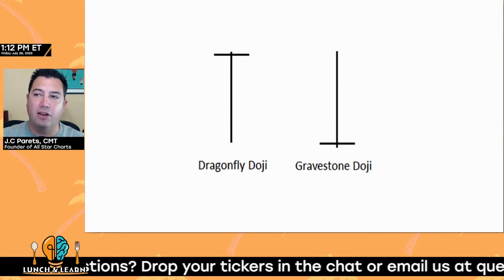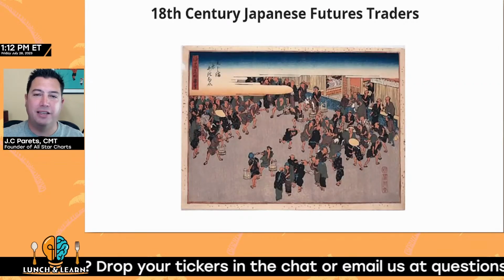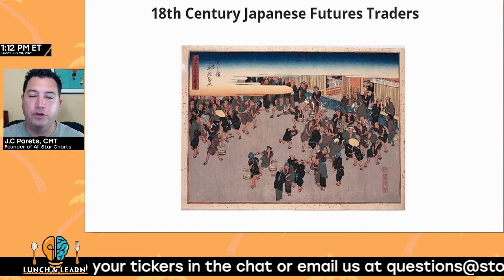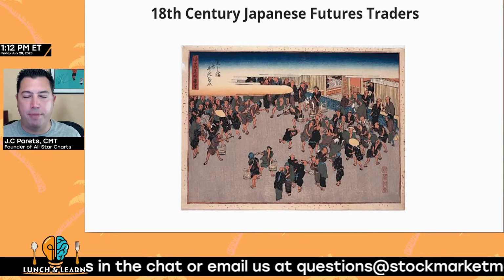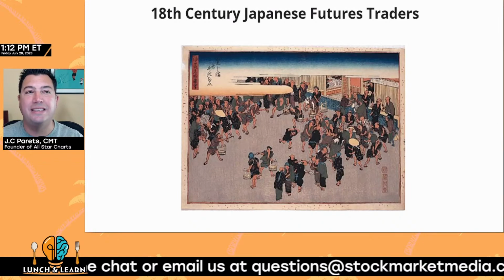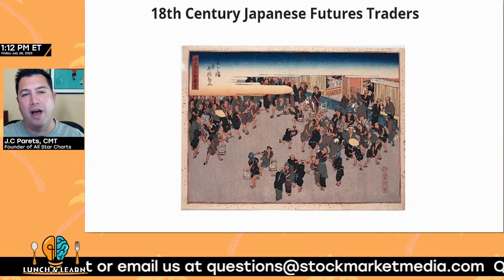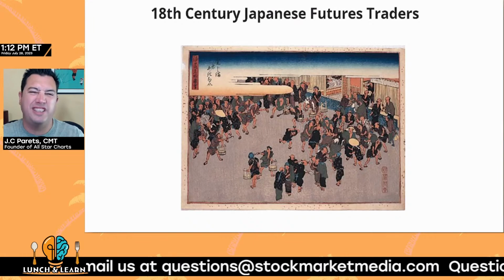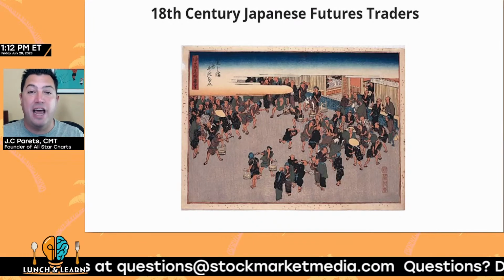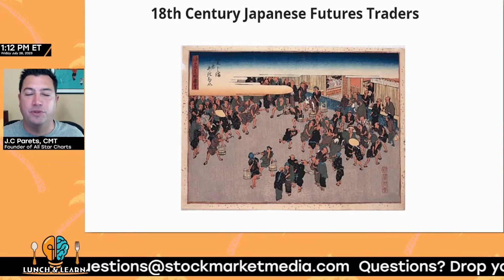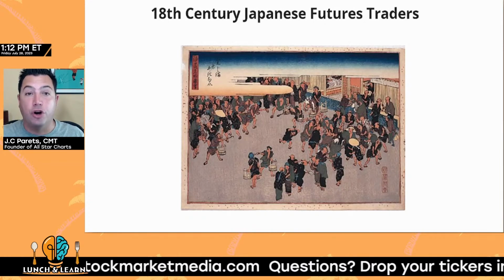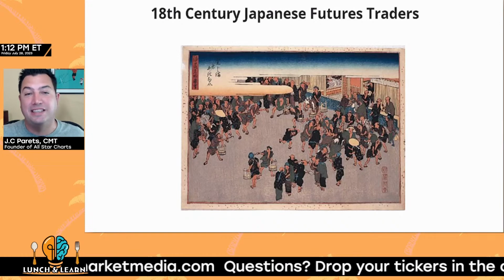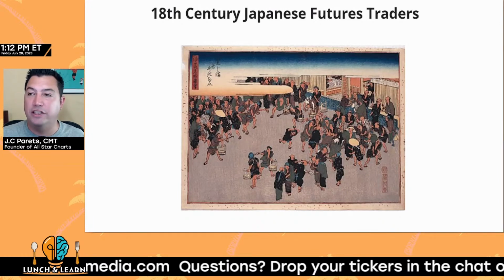So this goes back a long time, guys. This goes back to the 18th century Japanese rice futures traders. A lot of the workers paid their taxes in rice. So they would store them in warehouses, and they would give them these warehouse receipts so that they could actually transact using these warehouse receipts. And eventually they started selling future warehouse receipts that didn't exist yet, futures. So these were rice futures traders.